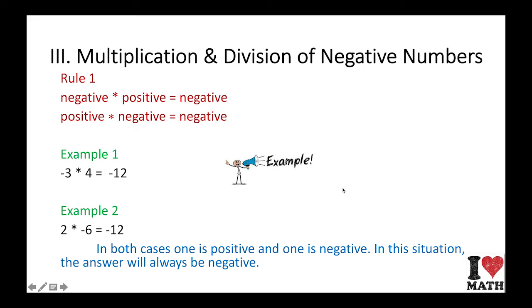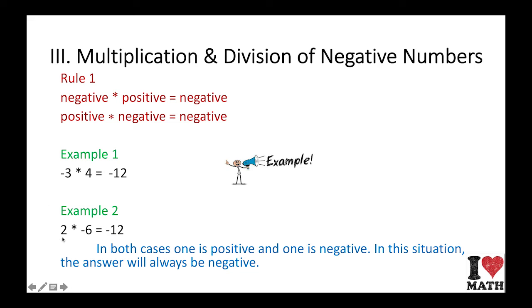All right, going further, multiplication and division of negative numbers. Rule number 1: a negative times a positive number will always give us a negative number, or a positive times a negative will always give us a negative number. Here's the first example. We have a negative number times a positive number. It will give you a negative number. So negative, positive, negative result.